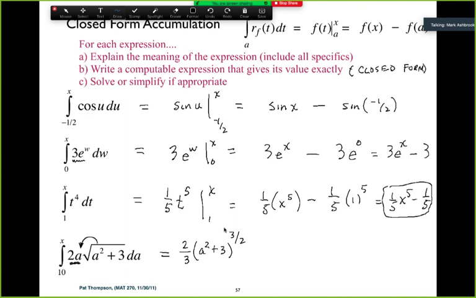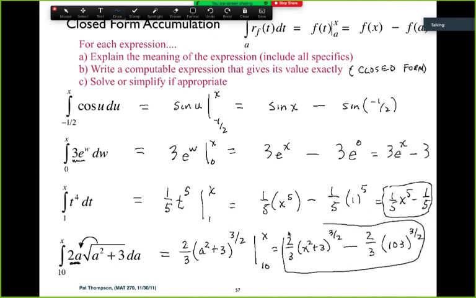Okay, so we're going to practice lots of that. But the point is, you can recognize that, oh, this was the result of the chain rule. If I go backwards from the chain rule, this is going to go away, right? And then I'm just going to raise the power on this part. And that from 10 to x. So we have 2/3 times x squared plus 3 to the 3 halves minus 2/3 times 103 to the 3 halves. So here's my net accumulation function starting from 10 if this is the rate of change. But now it's in closed form.